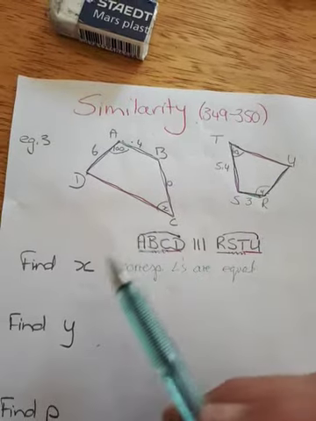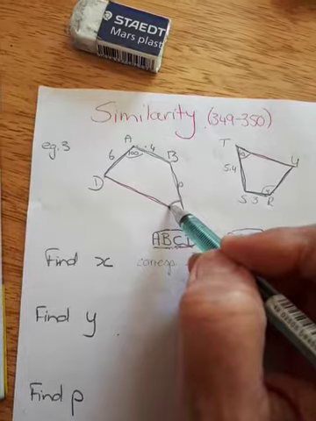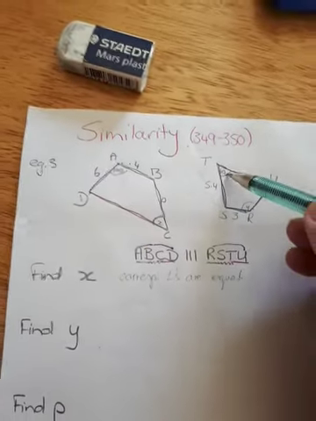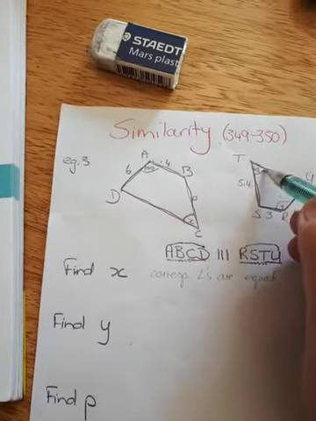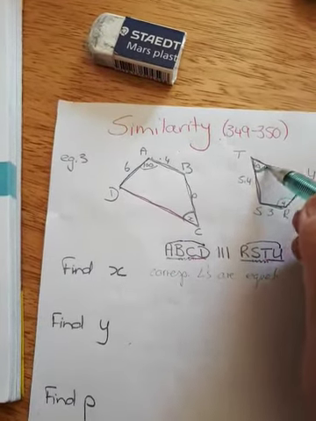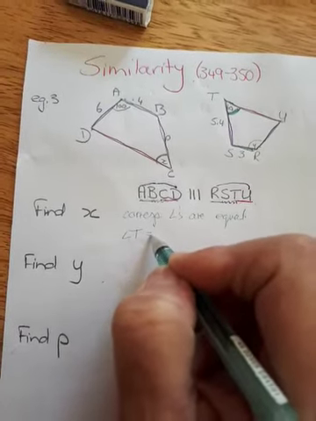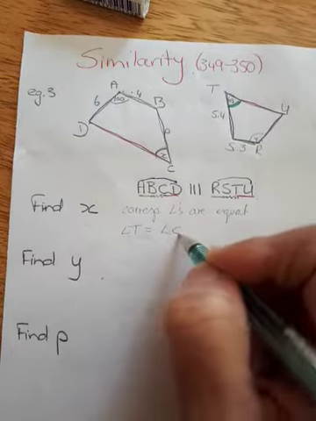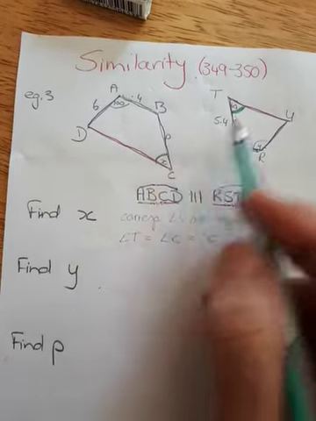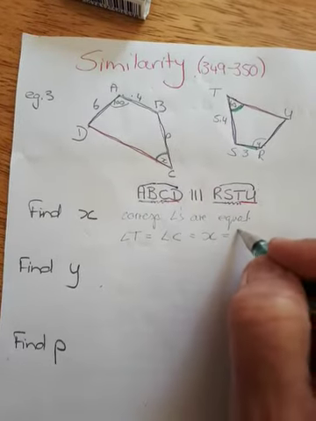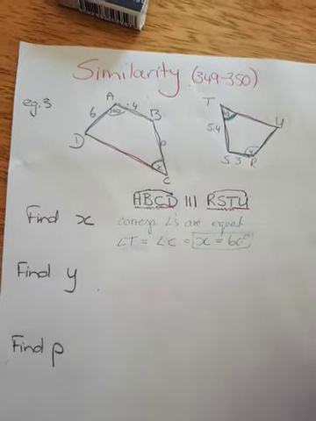So let's find angle X. Angle X lies between the red and the green. Let's find the red and the purple. So this one. Angle T corresponds to angle C, which is X. Here it is X, and there it is 60 degrees. So angle X is 60 degrees.